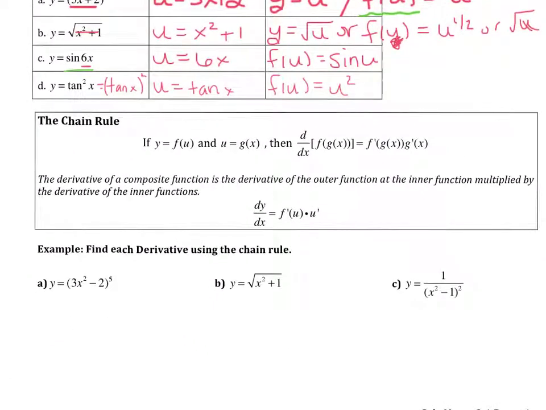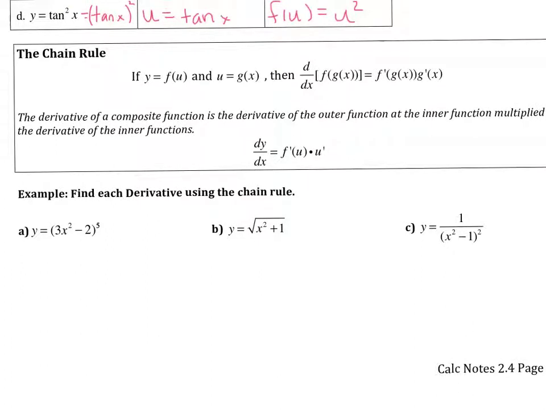Alright, let's look at this actual chain rule. If y equals f of u, which is what we were just doing, and u is equal to g of x, then the derivative with respect to x of the composite function, that's what this means right here, is equal to f prime at g of x times g prime of x. So what this all means is the derivative of a composite function is the derivative of the outer function at the inner function multiplied by the derivative of the inner function.